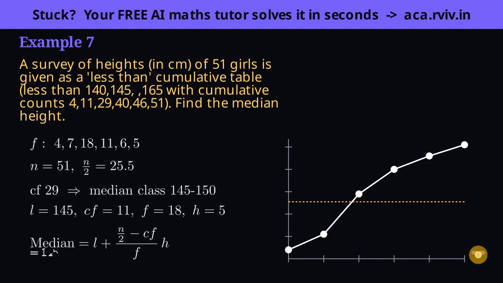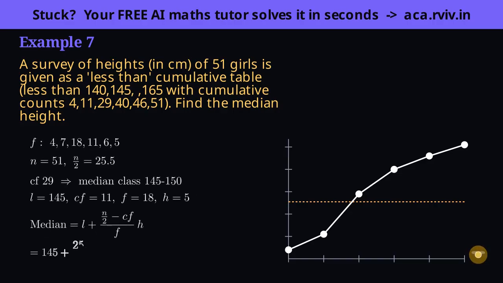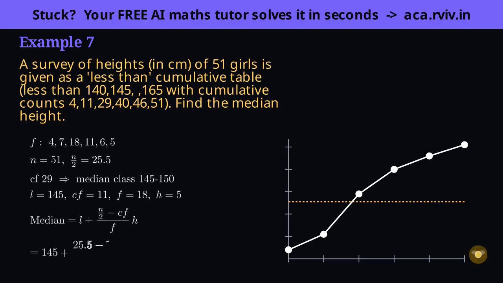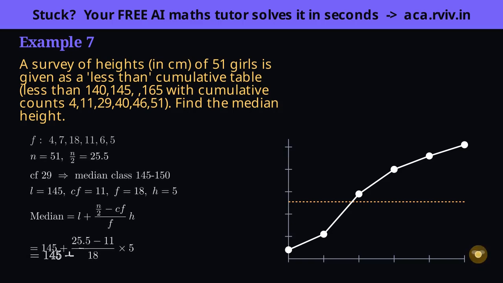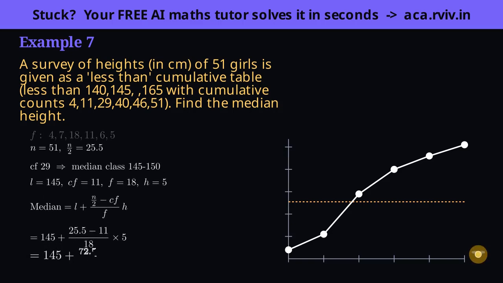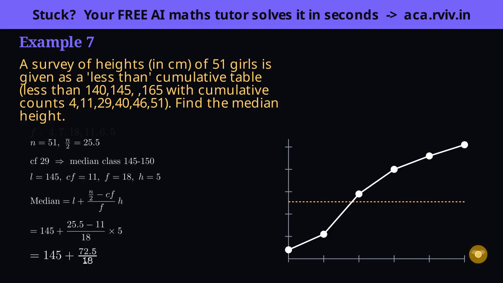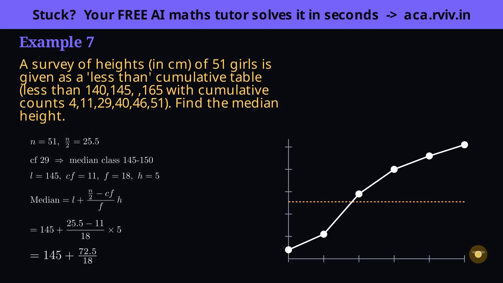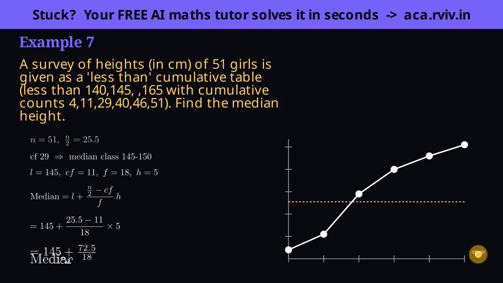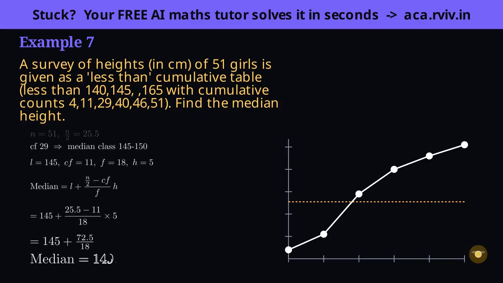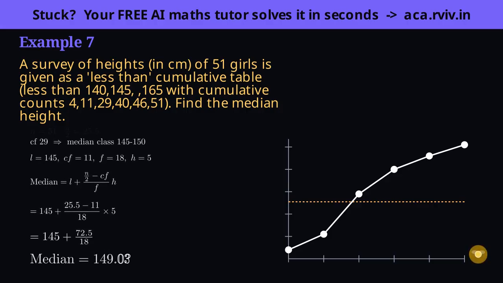Substitute. We've already counted 11 girls before the median class and need to reach 25.5, so we are 14.5 into a class of 18. Simplify the numerator to 72.5 over 18. That's the fraction of the class width, times 5, we step forward. Add that step on to 145. The median height is 149.03 centimeters.